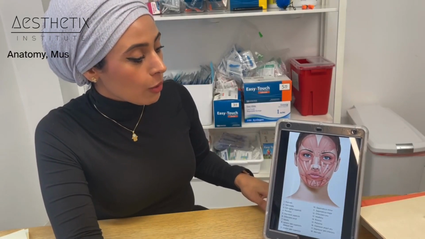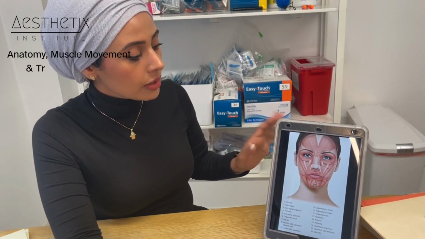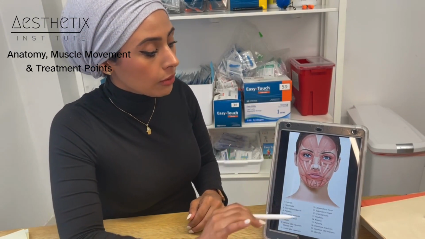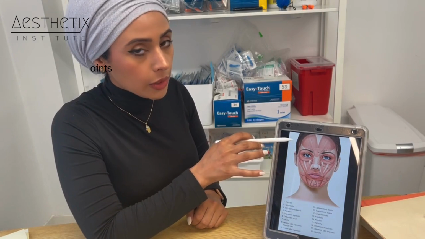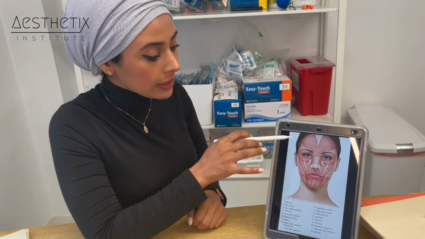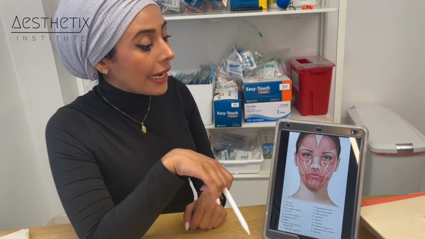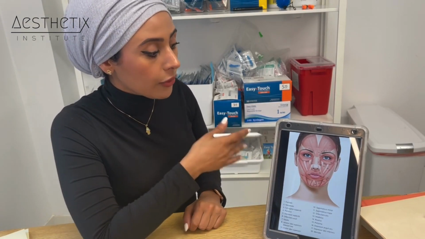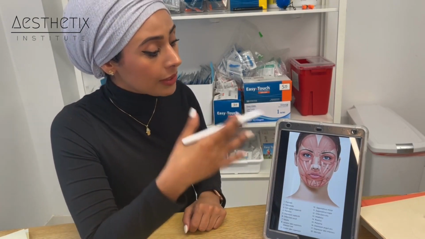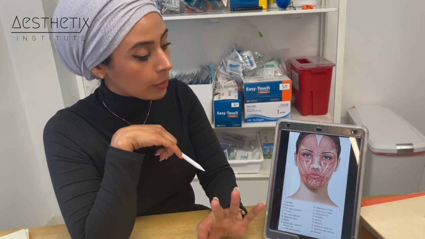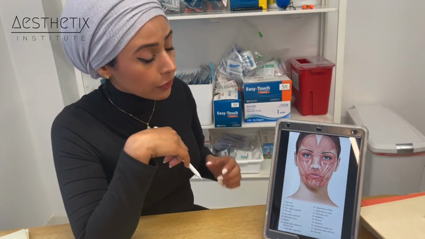In this segment, we're going to review our anatomy, our muscles, their movement, and where we're going to treat. For the purposes of ease, we're going to split the face into the upper face, which is usually the most common treated areas, and then the lower face. In the upper face, the majority of your clients, 90% to be precise, are going to come for 3 treatment areas. But let's review the muscles first.